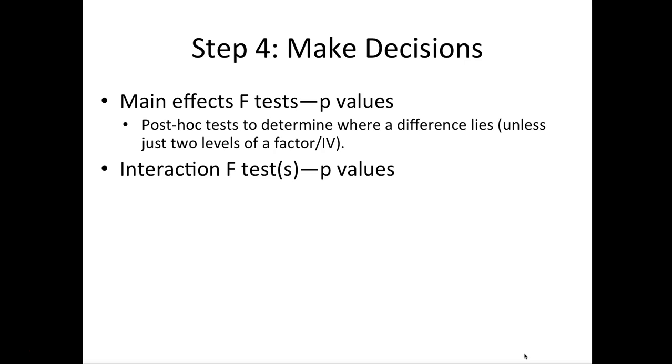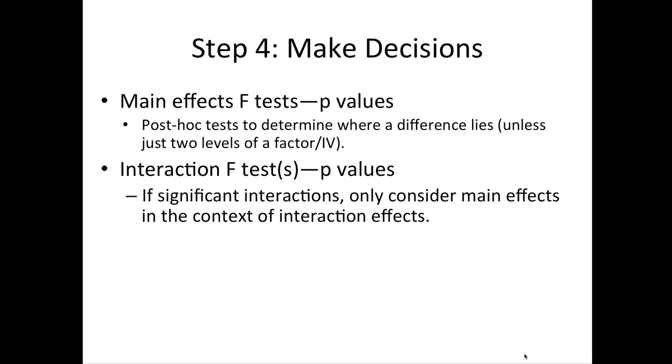And then you'll look at your interaction F-test, or tests if you're looking at multiple interactions, and look at those p-values. And if there is a significant interaction, you'll only consider the main effects in the context of the interaction effect or effects.